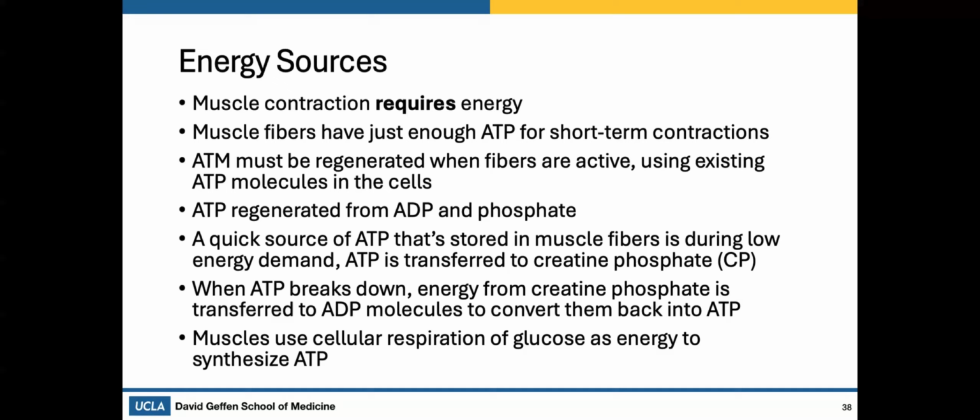And then there's aerobic respiration. This occurs when there's sufficient amounts of oxygen. Pyruvate is used to generate 32 to 36 ATP in the mitochondria.